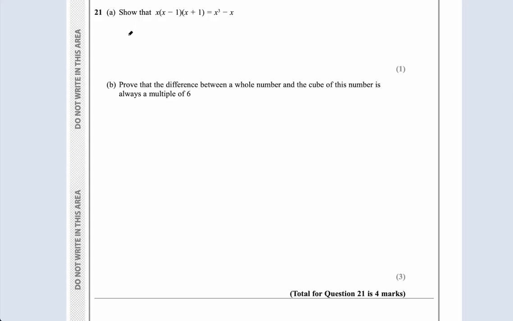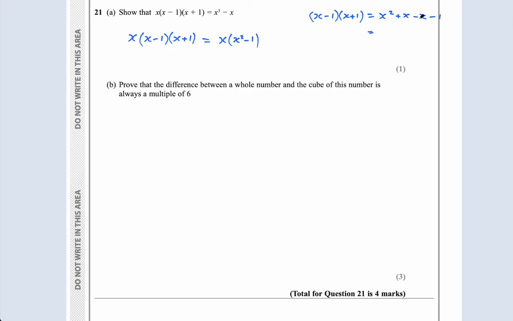I actually think we can multiply the x minus 1 times the x plus 1 first, because we know that's a difference of two squares. So that's actually x squared minus 1. Now you can also show why that's the case if you want, although you don't have to. X minus 1 times x plus 1 is equal to x times x is x squared, x times 1 plus x, minus 1 times x is minus x, and minus 1 times 1 is minus 1.